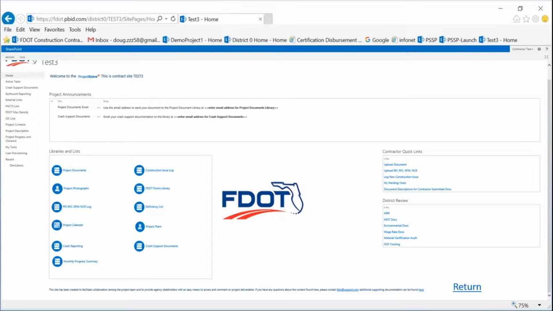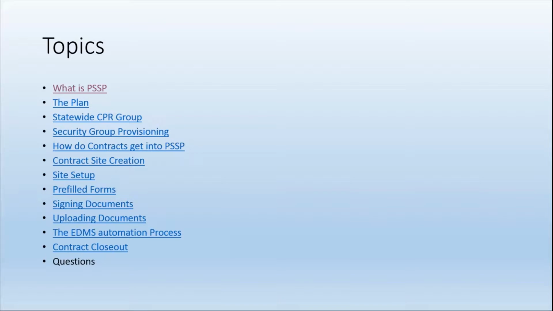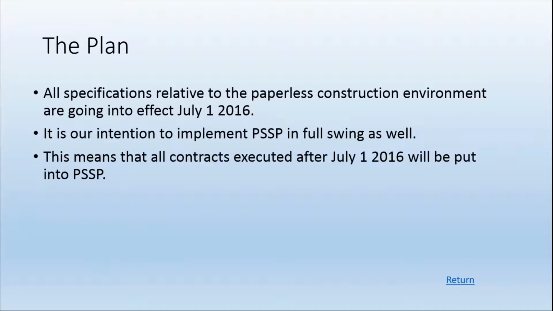Okay. What's the plan? Well, most of you probably have already heard that the specifications relative to paperless construction environment, which is e-construction, are going to go into effect July 1st for all projects that are being let at FDOT. This means that it is our intention to implement Project Solve at the same time, because the overall goal for this entire endeavor is to get ourselves in a paperless environment for construction.